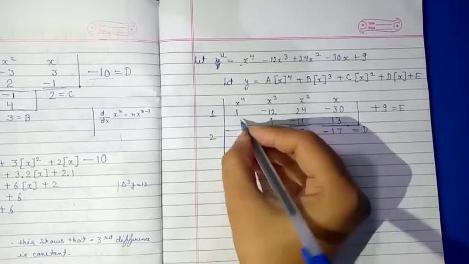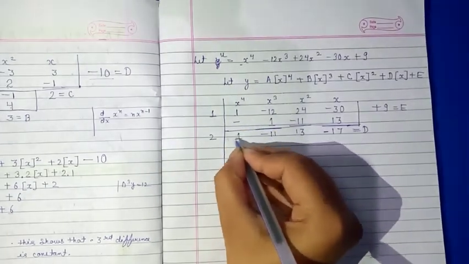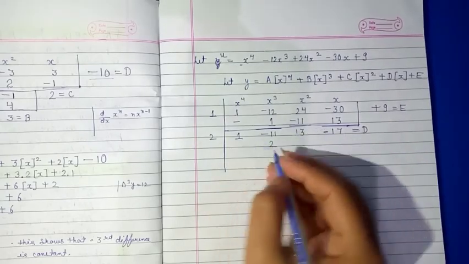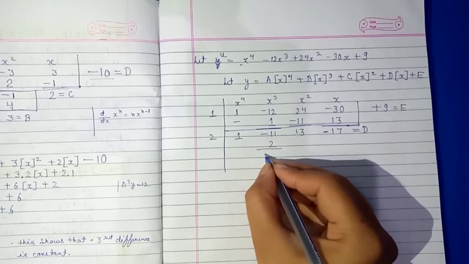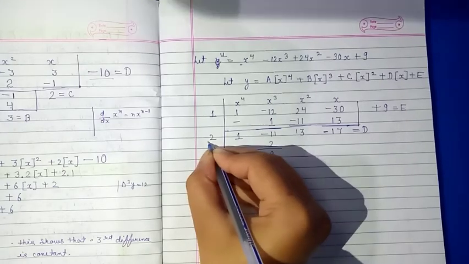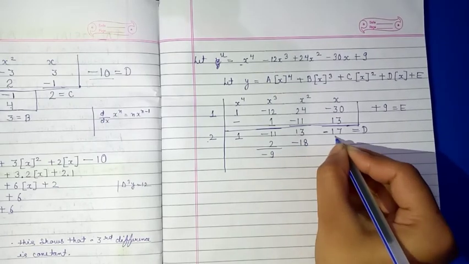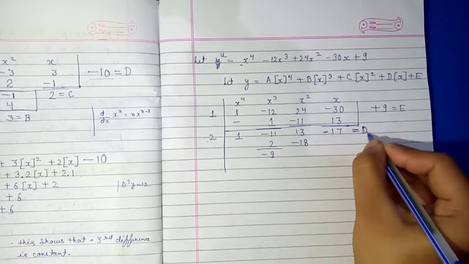Afterwards we'll write here 2, and here the dash is there, so it will be 1. 2 into 1 will become 2. Then if you do the calculation of this, it will become minus 9. Minus 9 into 2 will become minus 18. And here we will not do anything, because it is already known as D.